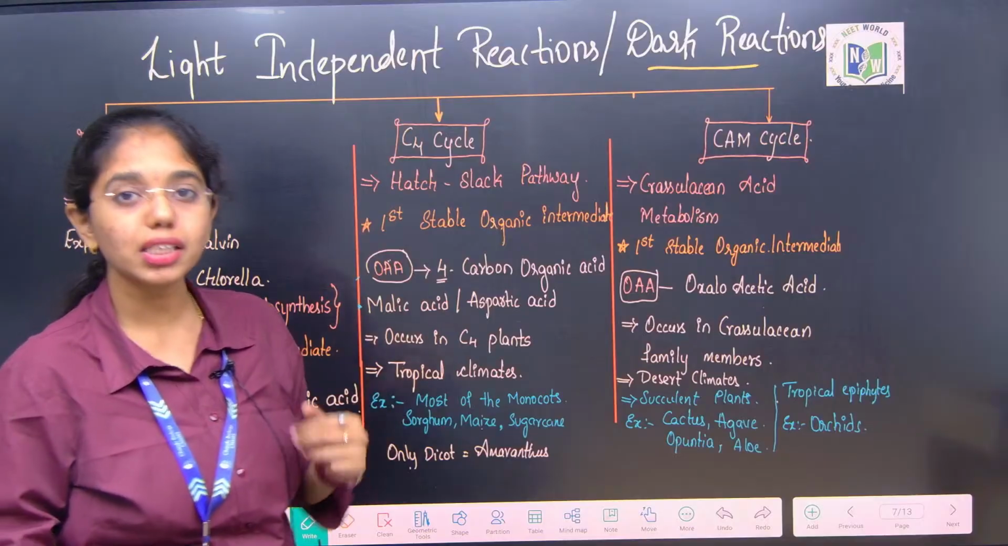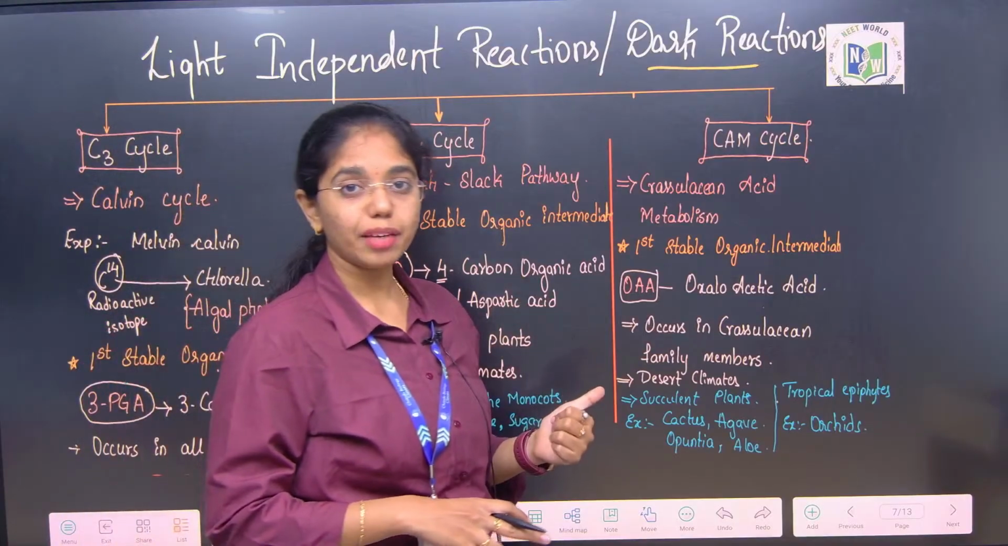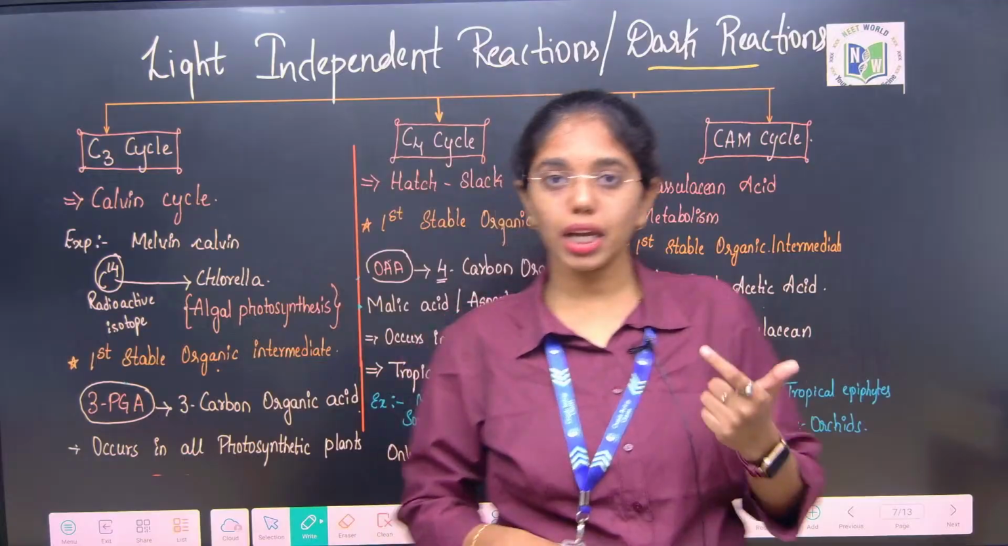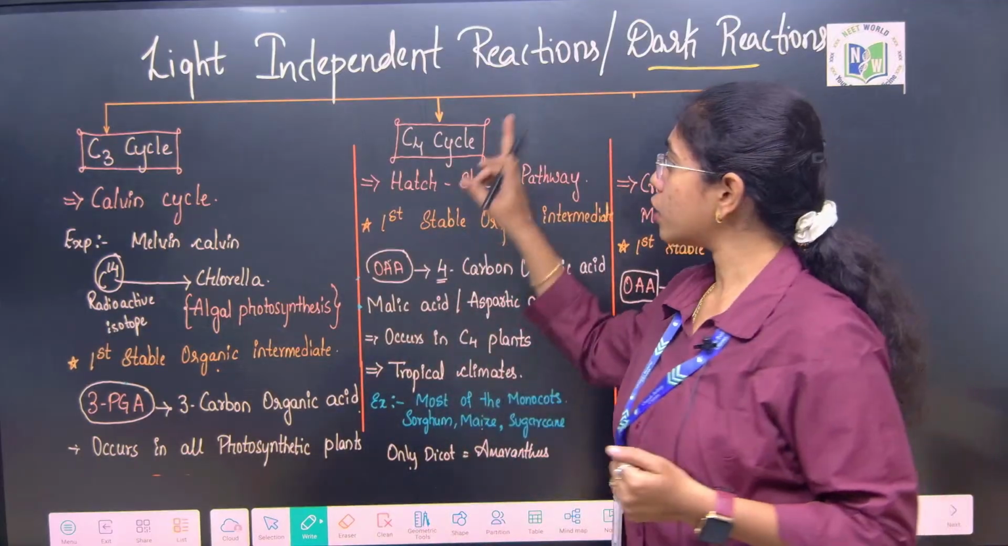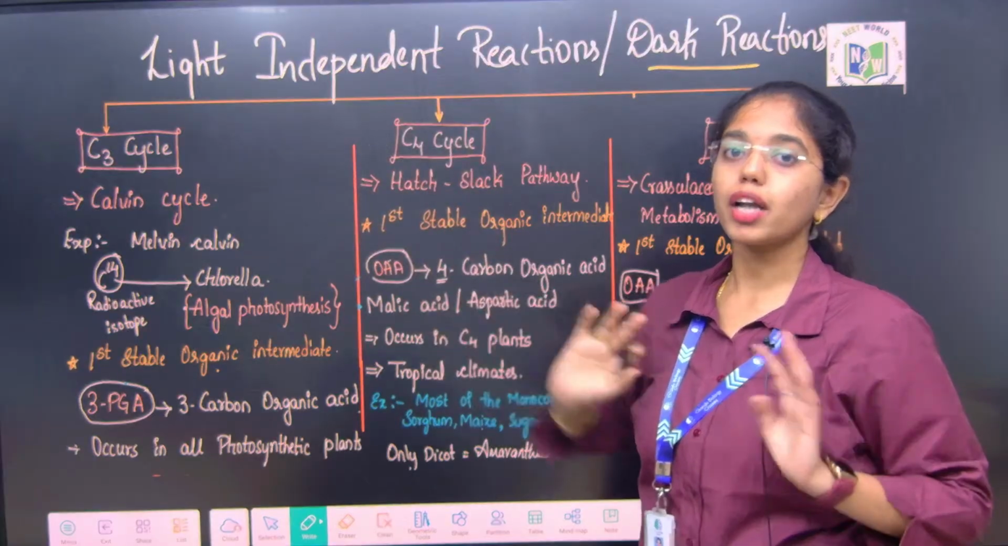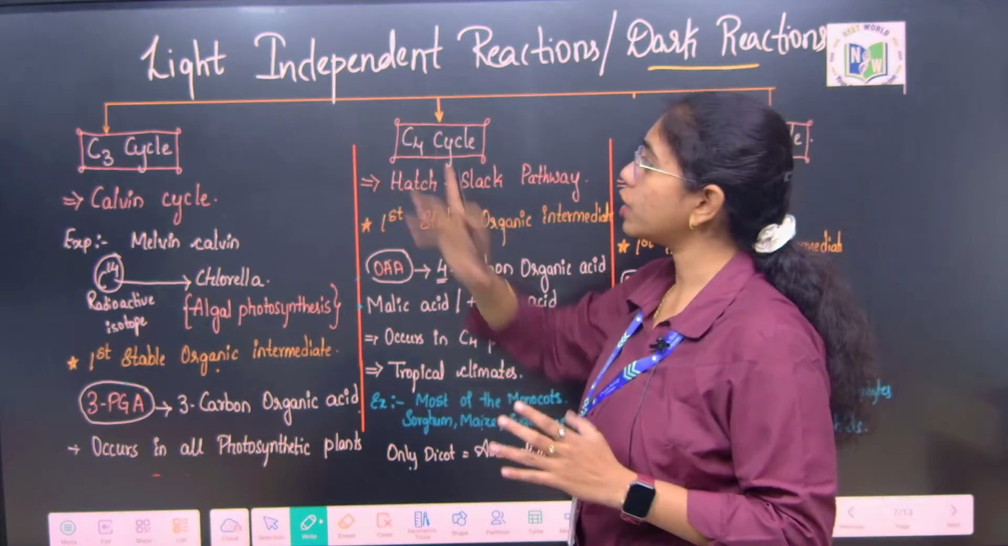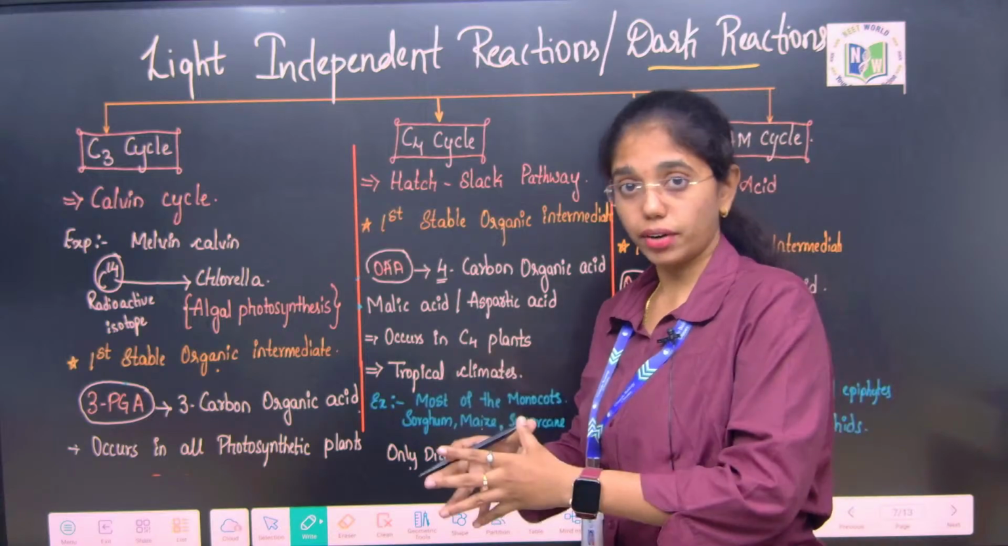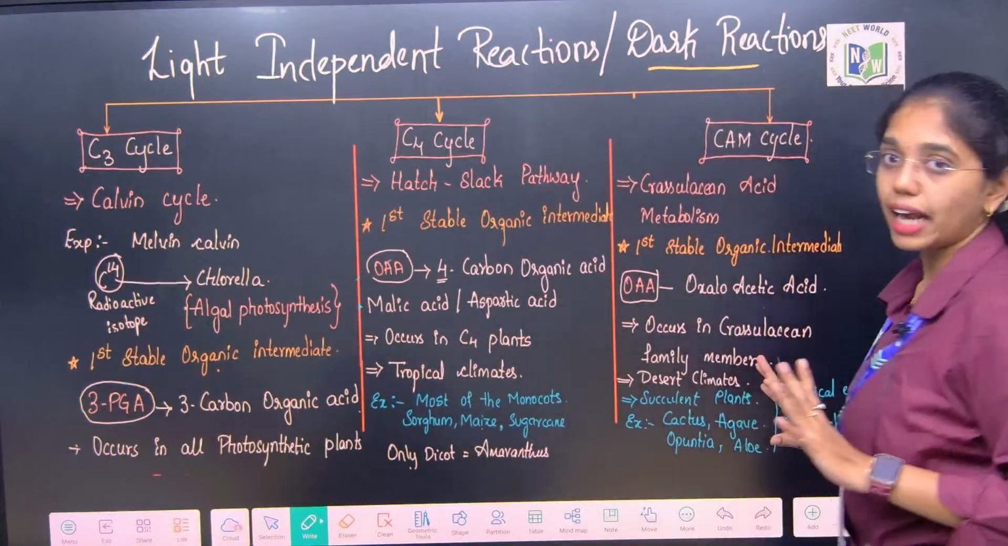Light independent reactions mean they are dependent on the products of the light reaction. On what products is it dependent? On ATP and NADPH. It is not dependent on the light directly, it is dependent on the products of the light reaction. That is the reason it is addressed as light independent reactions, also known as dark reactions.